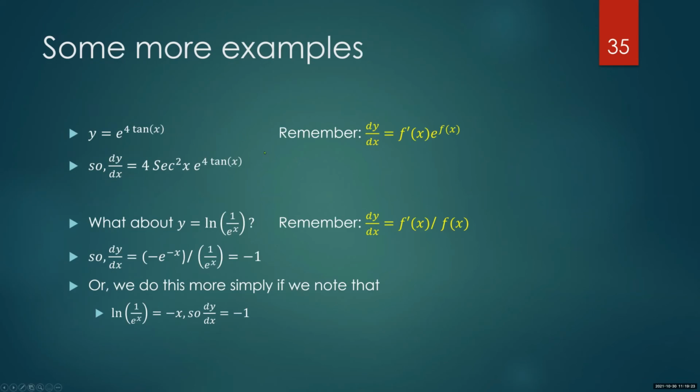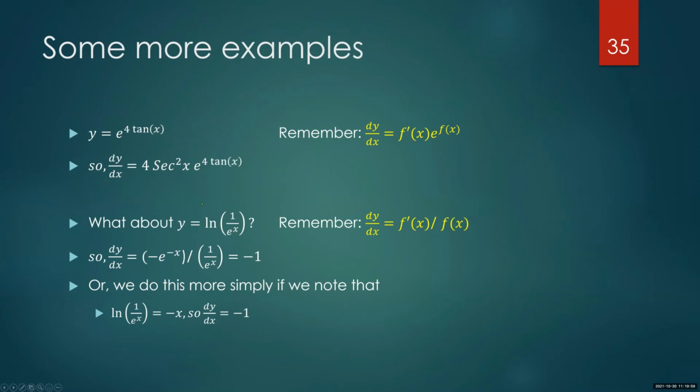So some more examples. y is equal to e to the power of 4 tan x. So dy dx, very simply, just using the rule, you get 4 tan x. f dash of that is 4 sec squared x, and you multiply that by e to the power of f of x. So very simply, we differentiate the 4 tan x first. We get 4 sec squared x, and then we multiply that by e to the power of 4 tan x based on the rule.